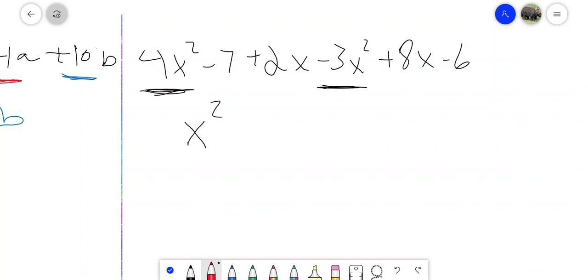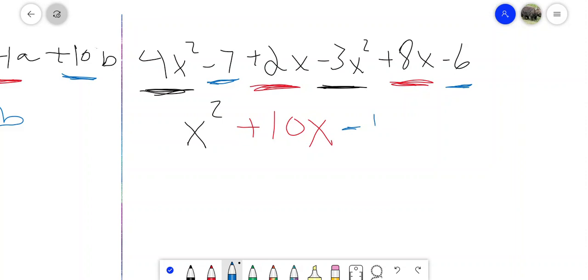In red, we're going to do the x's. Right here we have 2 x's, right here we have 8 x's, so altogether we have 10 x's. And last but not least are the constants. Right here we have negative 7, right here we have negative 6, altogether we have negative 13.